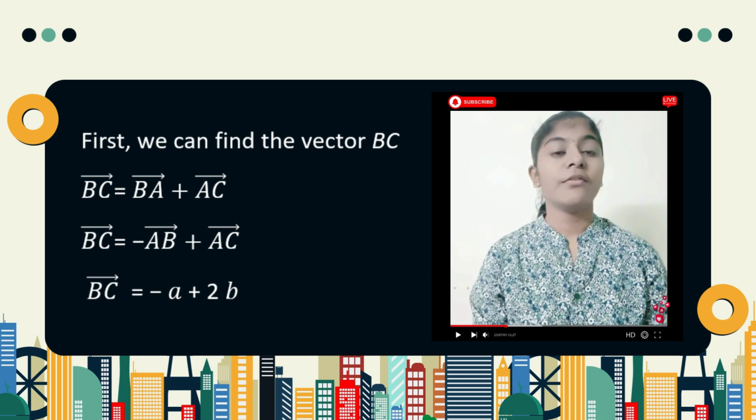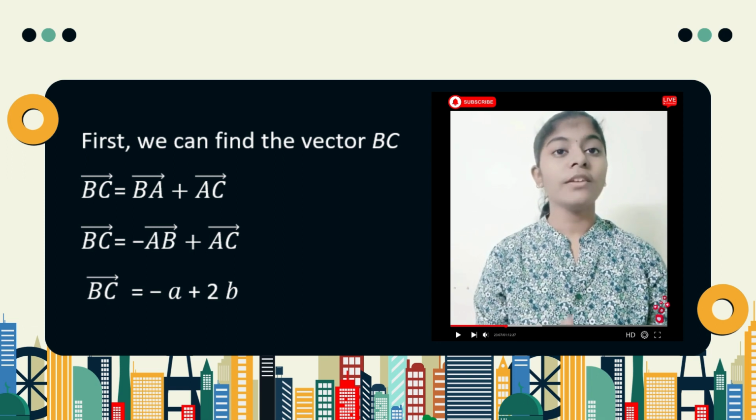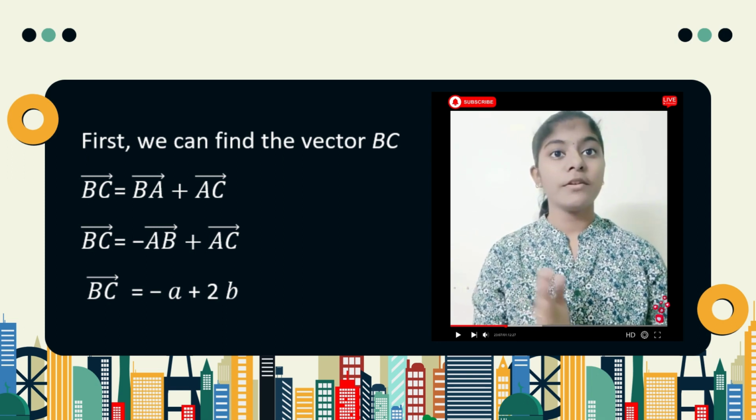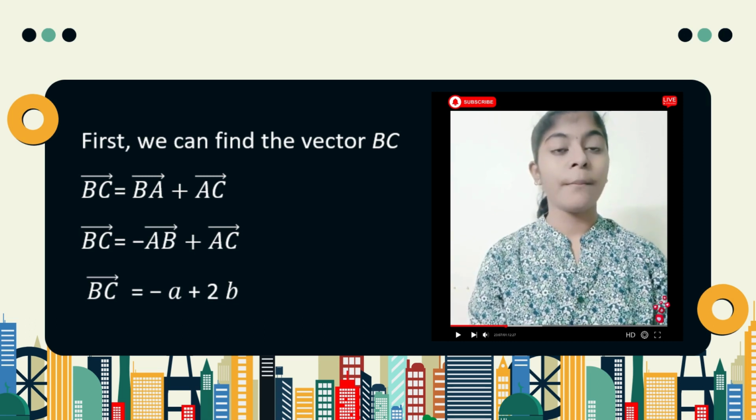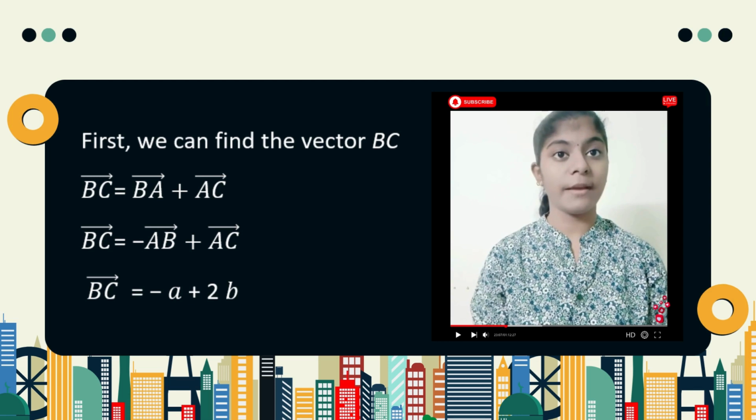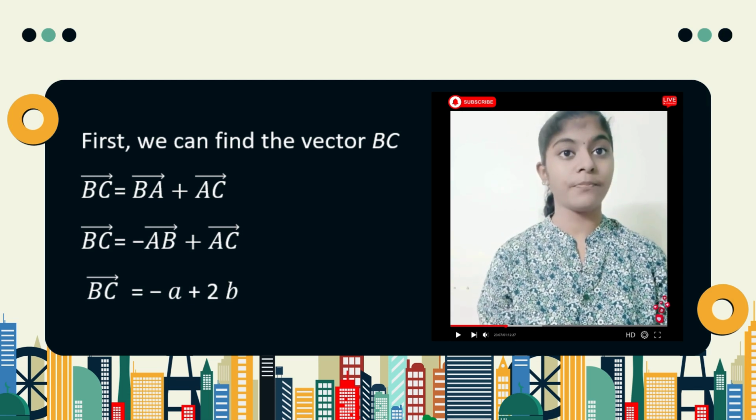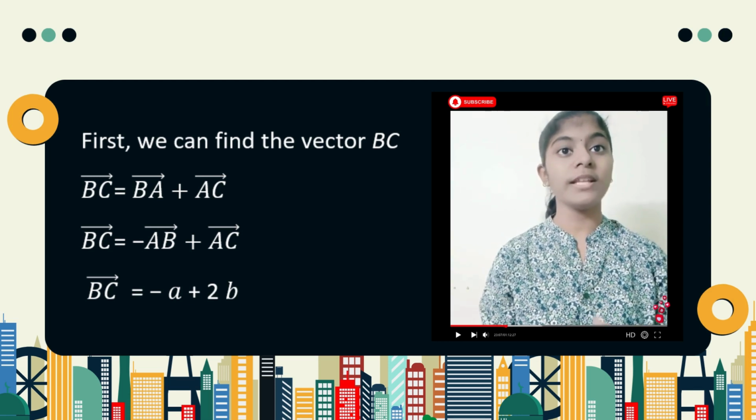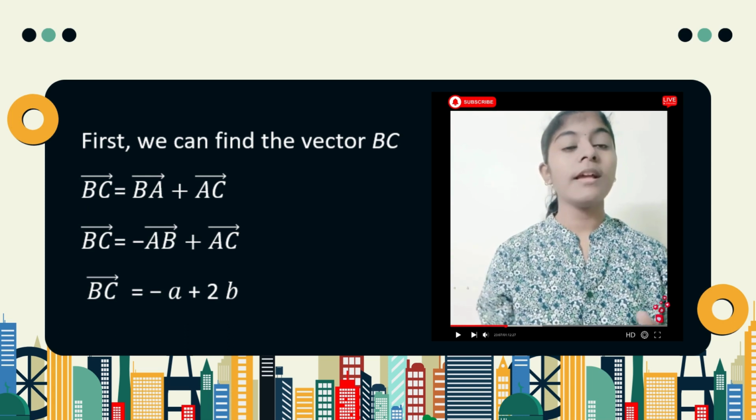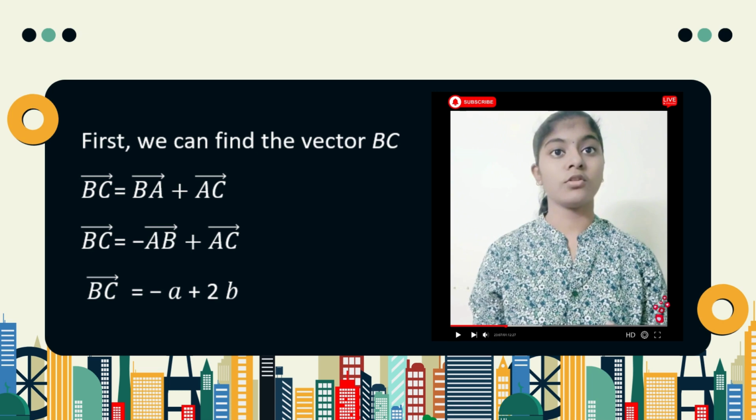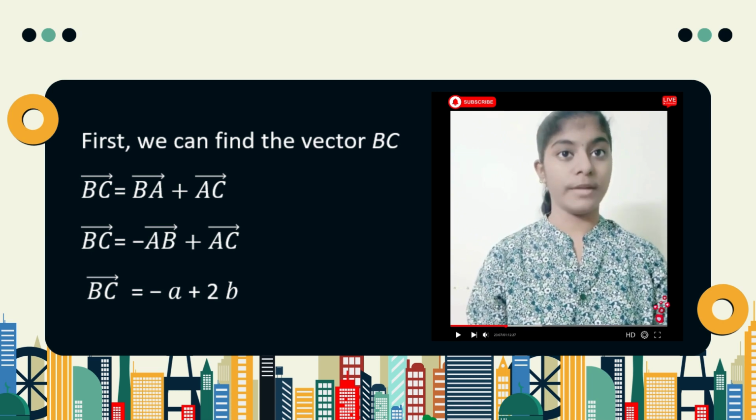First, we can find the vector of BC. To find the vector of BC equals BA plus AC. But we don't know the value of BA, but we know the value of AB. So we need to convert BA to AB. So when we convert, vector of BC equals negative A plus 2B.